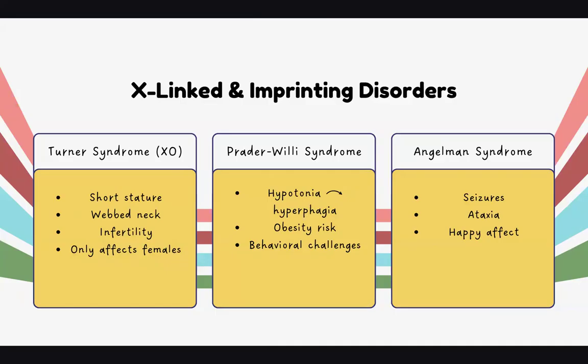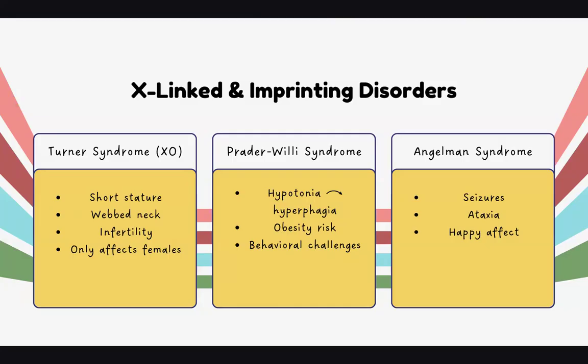So, looking at the first one, which is Turner syndrome, they have a short stature, a webbed neck, they can end up with infertility, and it's going to be something that only affects females, because males have an X and a Y chromosome, females have two X chromosomes. So what ends up happening is just one of those X chromosomes isn't there. That's the biggest difference.